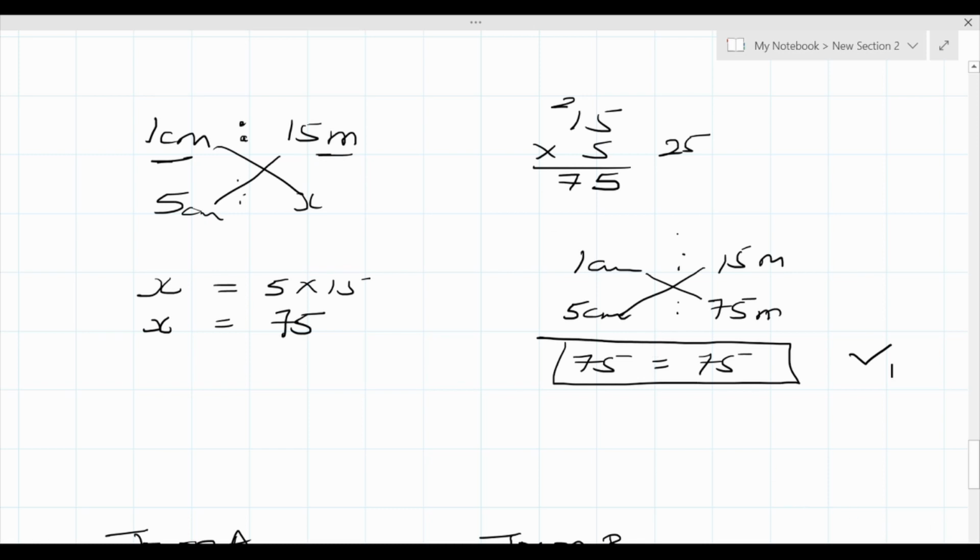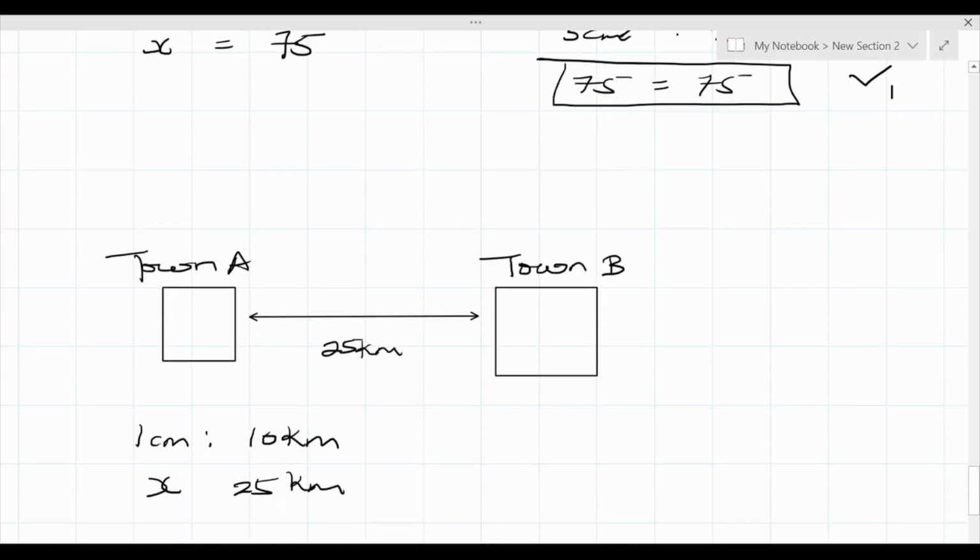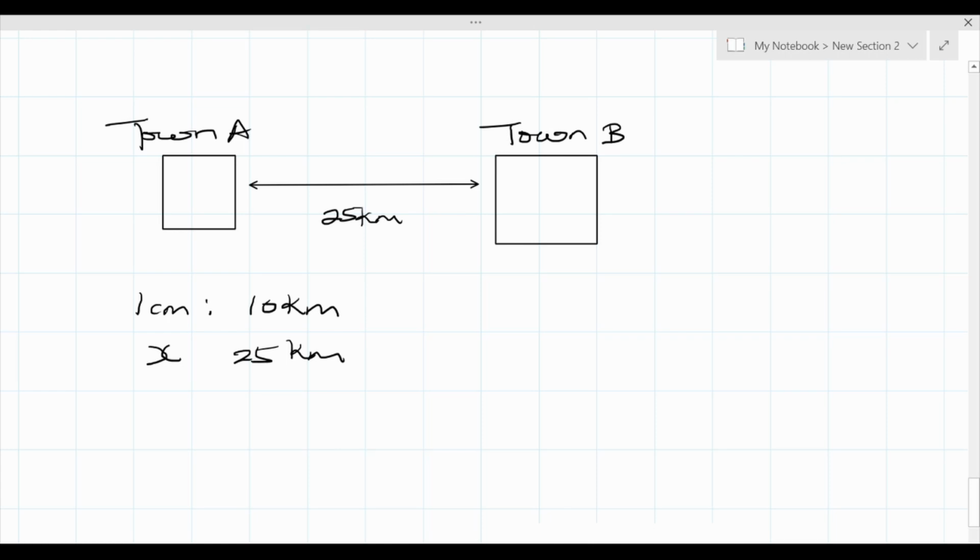Time for number 18. Number 18 says, what is the distance on a map between 2 towns if the actual distance is 25 kilometers and the scale is 1 centimeter to 10 kilometers?